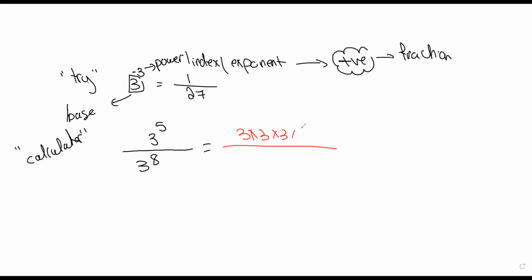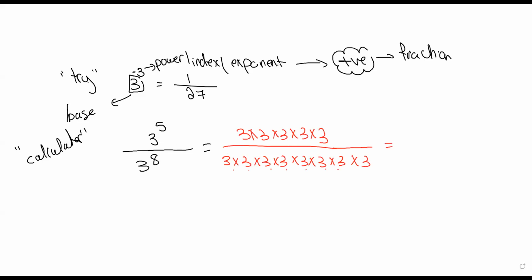I know this might be a long introduction, but I just want to explain why it is a fraction. You can skip this part of the video if you don't wish, but I want you to hear it. 3 to the power of 5 means that 3 is multiplied 5 times, and 3 to the power of 8 means that the 3 is multiplied 8 times. Let me just count: 1, 2, 3, 4, 5, 6, 7, one more.